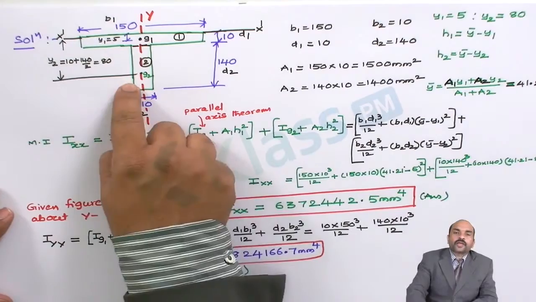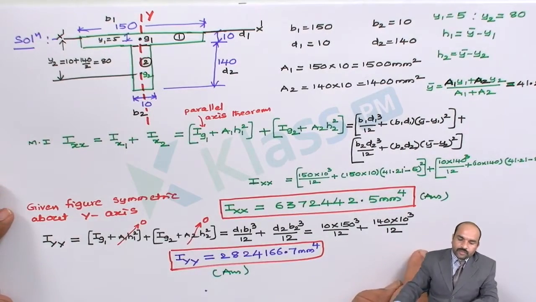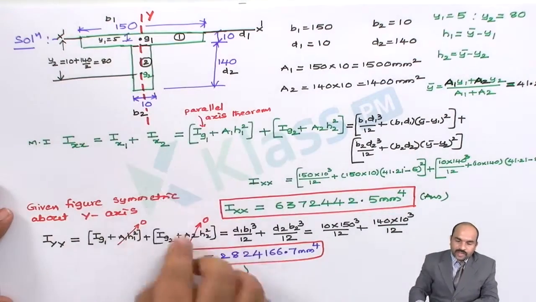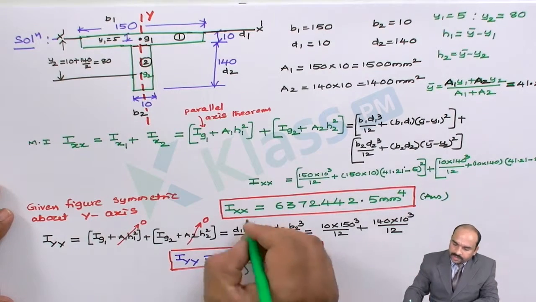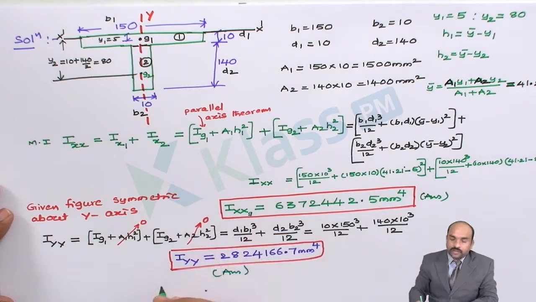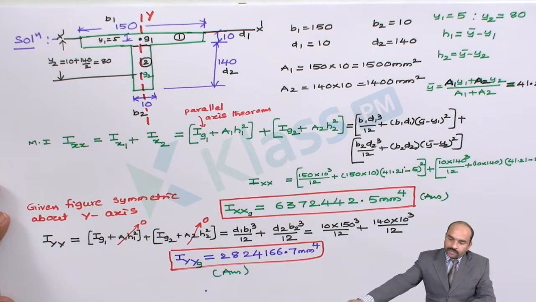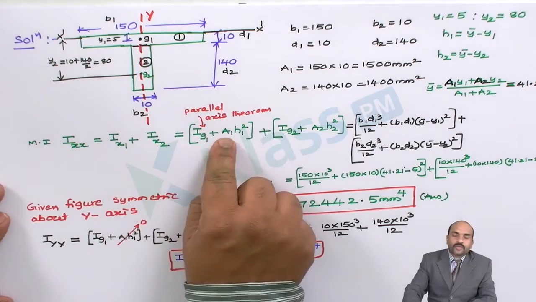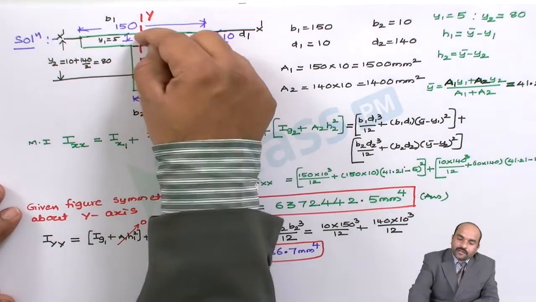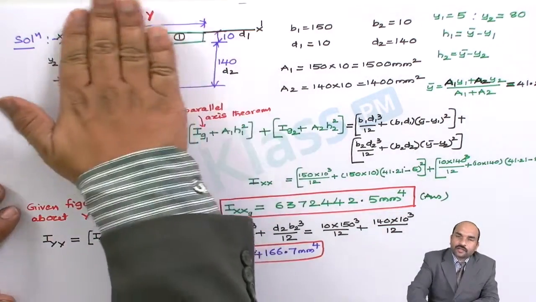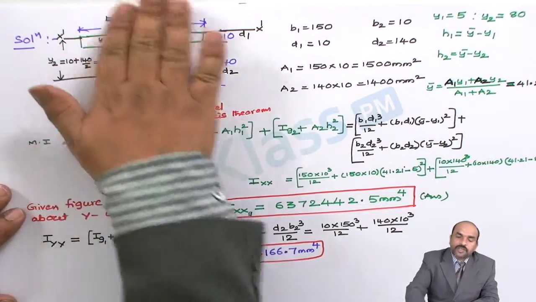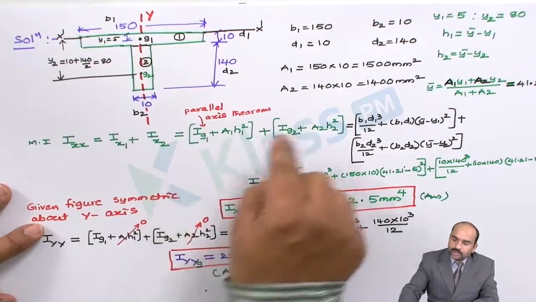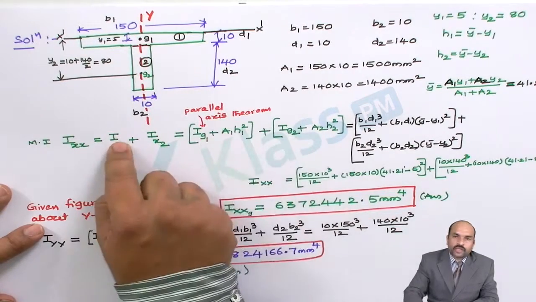So this is the given diagram. You have to calculate the moment of inertia about centroidal x and centroidal y. This is the moment of inertia about centroidal x, Ixx, and this is the moment of inertia about the centroidal y-axis. For the x-axis, we have to apply the parallel axis theorem, because the center of each rectangle is different from the center of the complete diagram. So we have to apply the parallel axis theorem for the two rectangles.